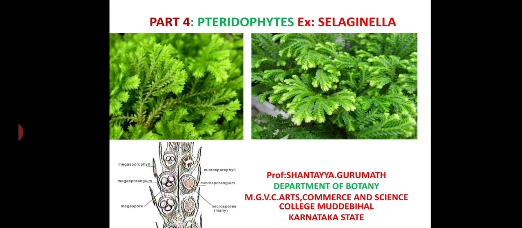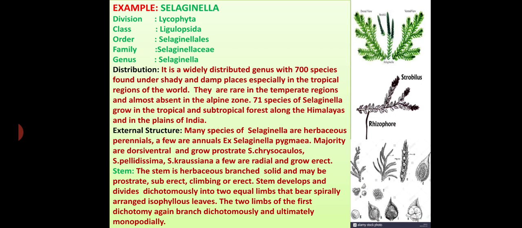Friends, today's class we discuss part 4, Pteridophytes, the best example is Selaginella. Selaginella comes under division Lycophyta, class Lycopsida, order Selaginellales, family Selaginellaceae, genus Selaginella.